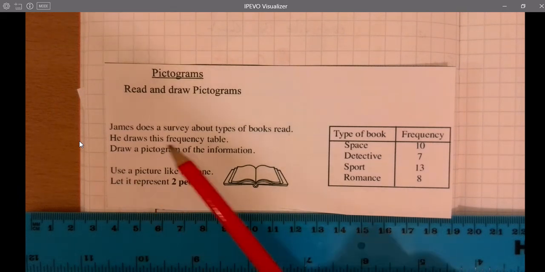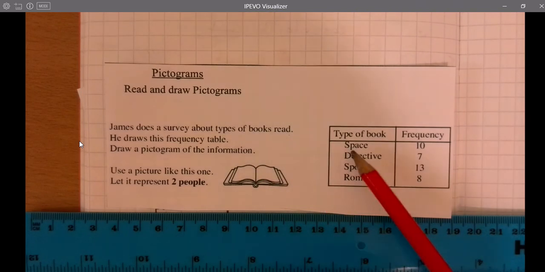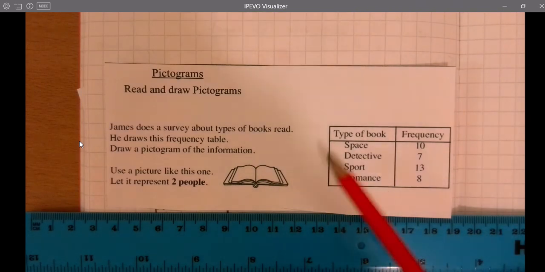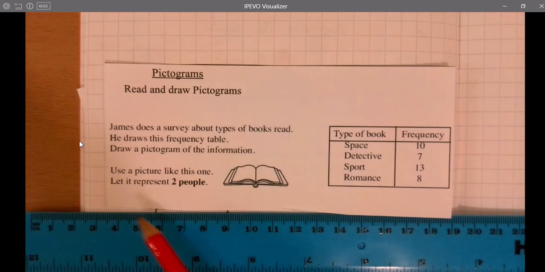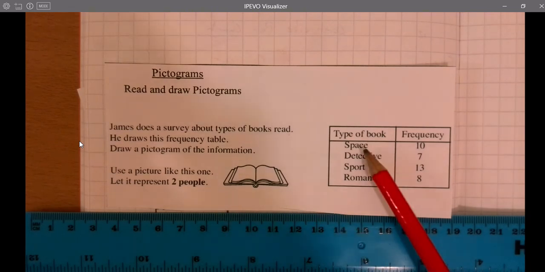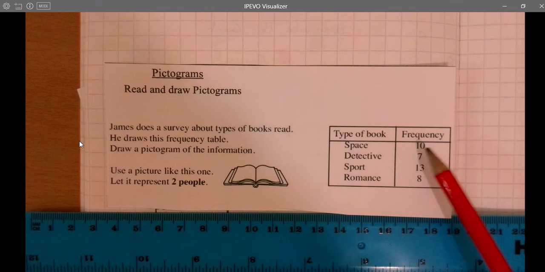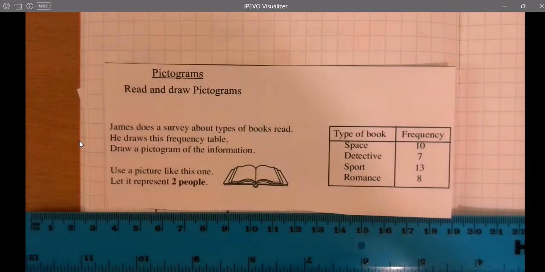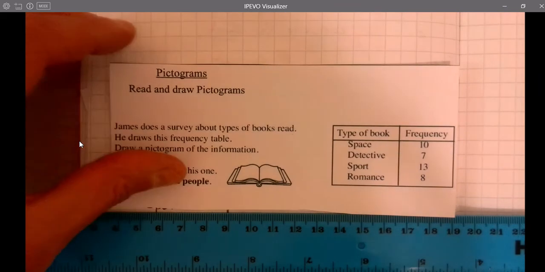So we've got James doing a survey about types of books read, and we've got a little frequency table of our information. We've got some different types of book, and some frequencies just here. It's suggesting that a diagram like this would represent two people. So for space, that's 10 people, so I need to draw 5 books. You could do one for each one, but it's going to be a lot of books to draw. So let's have a go.